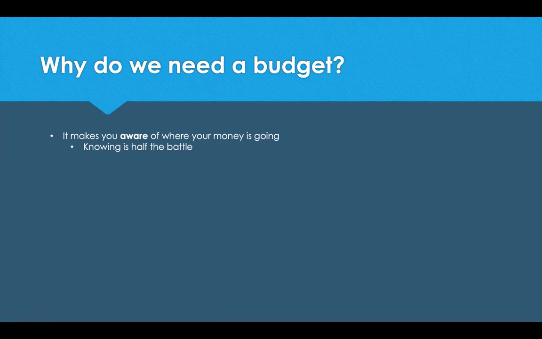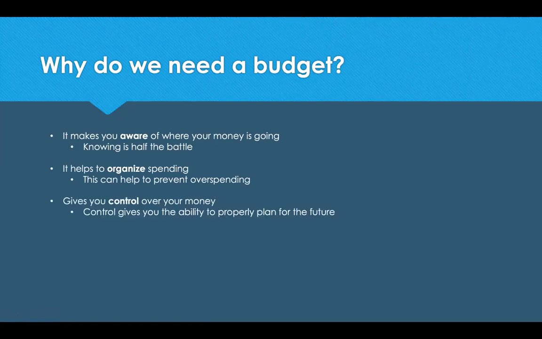All right. So, well, now we know what a budget is. Well, why do we need it? It makes you aware where your money is going. I always tell people that knowing is half the battle when it comes to setting up a budget and controlling expenses. It helps to organize everything, right? If you know where your money's going, then you can take that next step to organize, and that organization helps to prevent overspending.